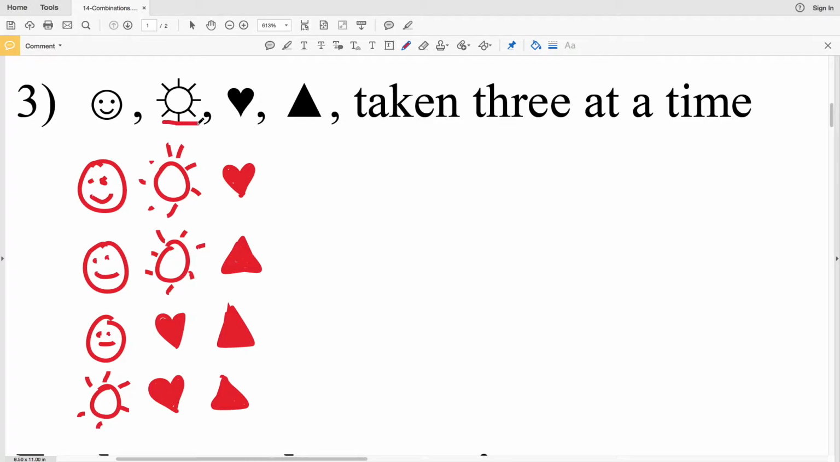If we were to look at sun first, remember order doesn't matter, but if we were to try to put sun first, we've already put sun with heart and triangle, and we've also already put sun with heart and circle. And we'll finish it up, we've also already put sun with smile and triangle. So you can see that because order does not matter for combinations, combinations are a lot fewer than permutations.